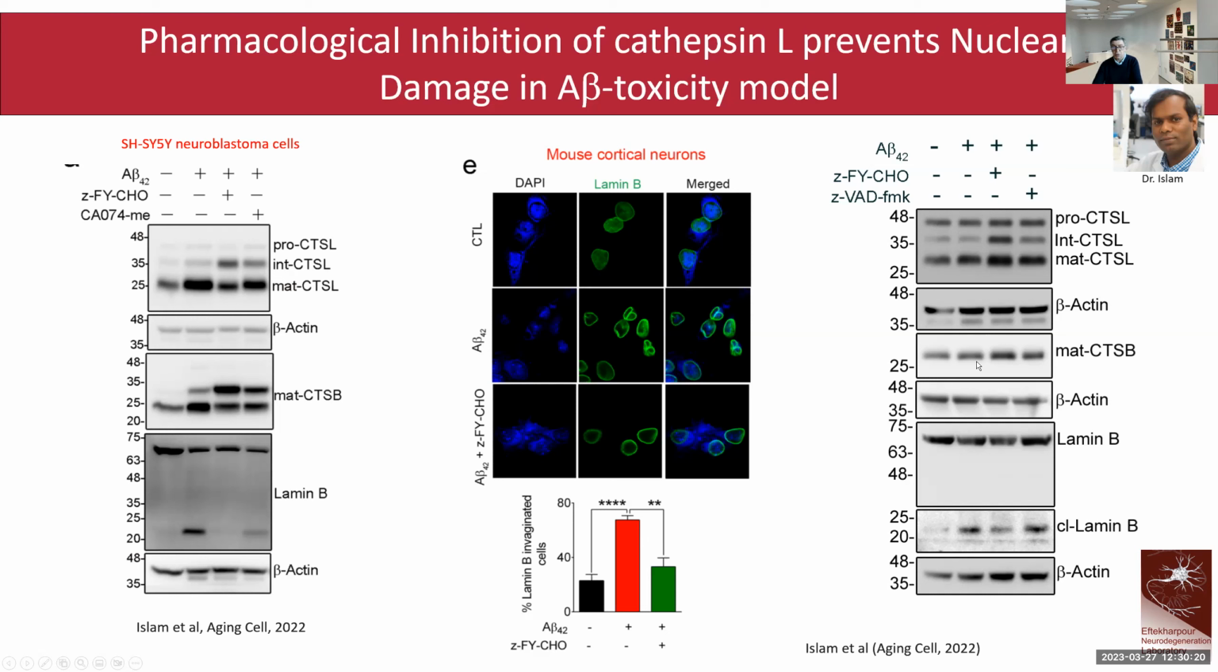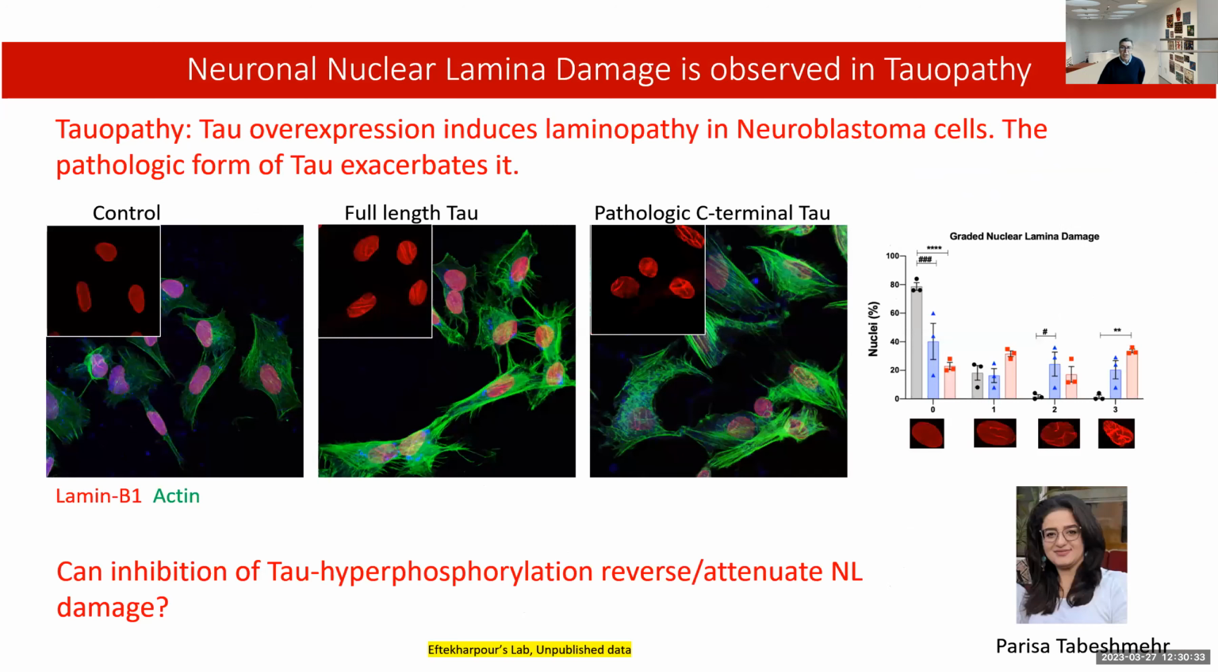We are also showing that with amyloid beta, there is an upregulation of cathepsin L activity and damage of nuclear lamina B. So that's the second model. So nuclear lamina damage is also seen in amyloid beta toxicity. The other model that people have shown is the tauopathy.